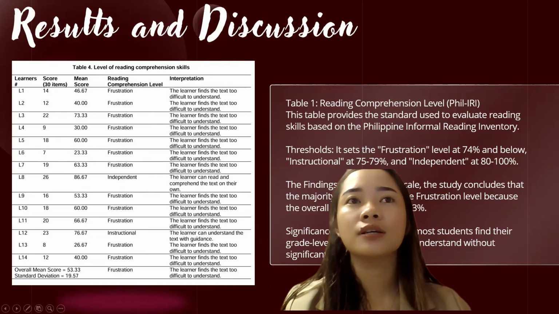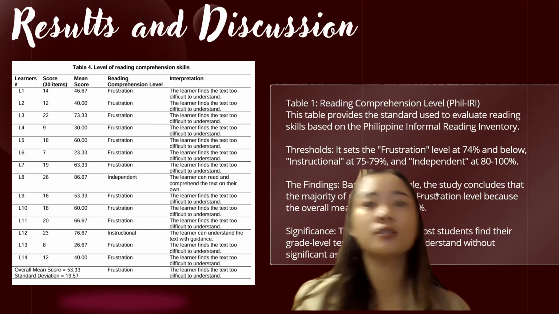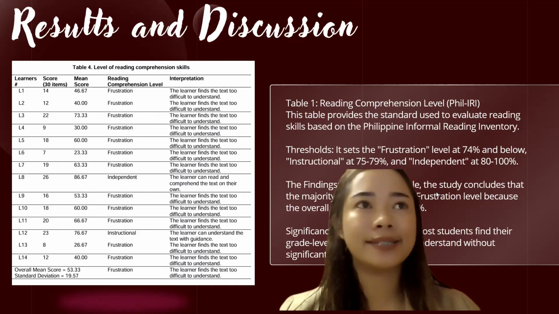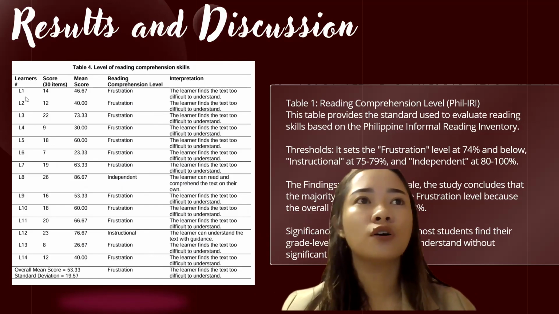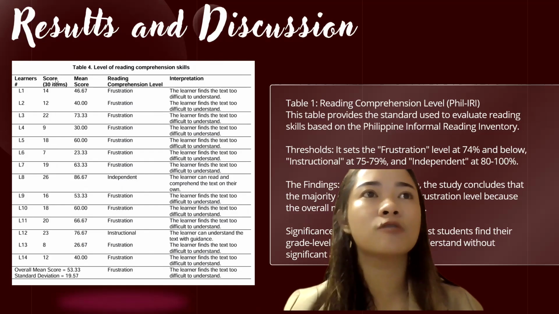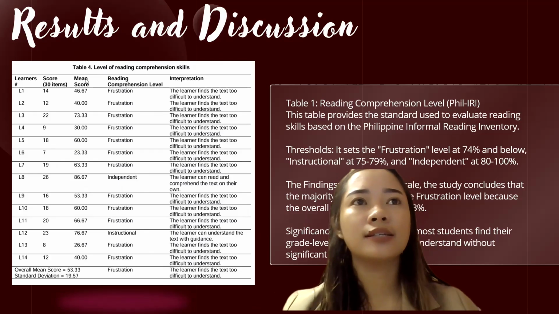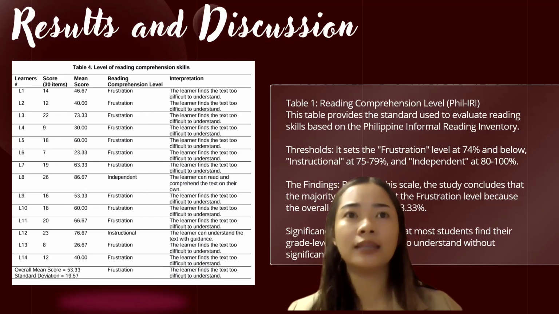Next table in the results and discussion, table 4, shows the standard used to evaluate the reading skills based on the Philippine Informal Reading Inventory. At this part, the students were assessed in a 30-item questionnaire, and the table shows learner 1 to 14, and the second column indicates the score of the students. Next, the mean score. Next, the reading comprehension level. And next is the interpretation. So this table is really complete, I think.